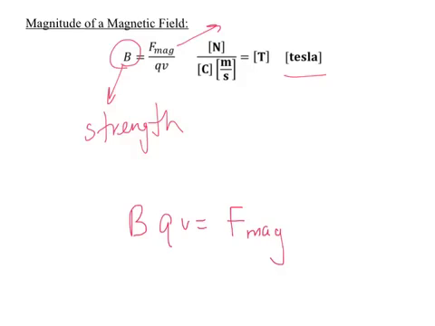So this tells us that the magnetic force is directly related to the strength of a magnetic field. It's also directly related to the charge of the particle, and it's also directly related to the velocity of the particle. So a particle sitting still has no velocity, so no force is felt. When there's no magnetic field present, there's no force felt. If there's no charge on the particle, if it's a neutral particle, there's going to be no force felt.